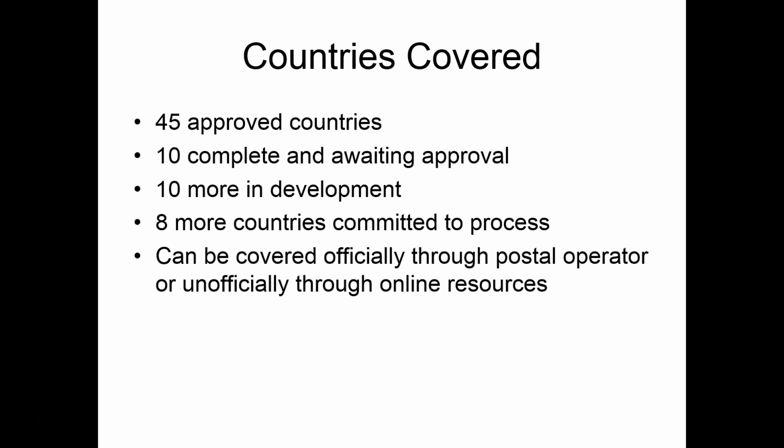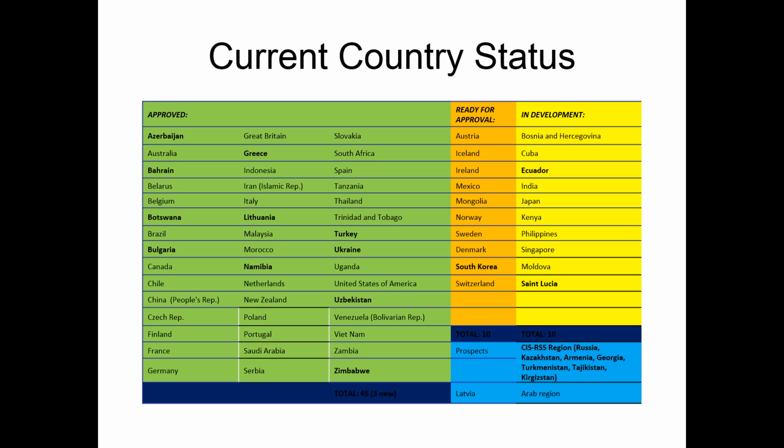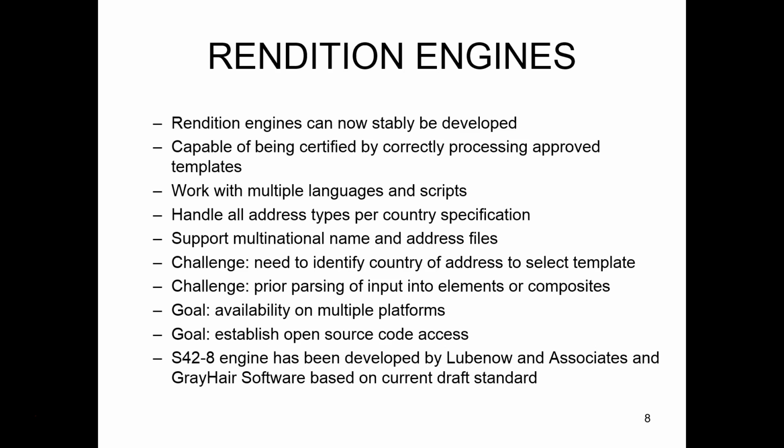There are all told 73 countries that have agreed to become involved in the process and 45 approved countries so far. Here is a list of the countries and the various statuses that they have. Rendition engines for S42 can now be developed in a stable manner and certified by correctly processing approved templates. They can work with multiple languages and scripts, handle all address types in the country. You can support multinational name and address files.